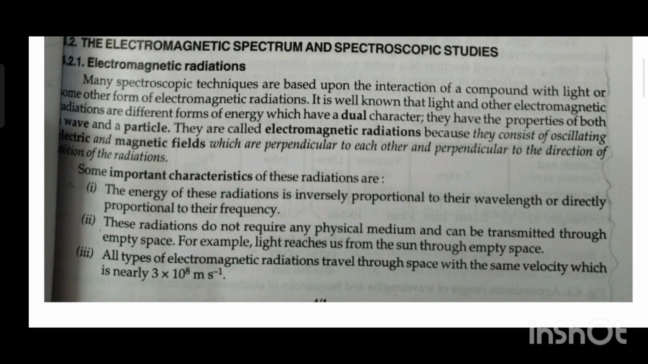Some important characteristics of this radiation are: first, the energy of the radiation is inversely proportional to the wavelength, or directly proportional to the frequency. Second, this radiation does not require any physical medium and can be transmitted through empty space. For example, light reaches us from the sun through empty space. Third, all types of electromagnetic radiation travel through space with the same velocity, which is nearly 3 × 10^8 meters per second.